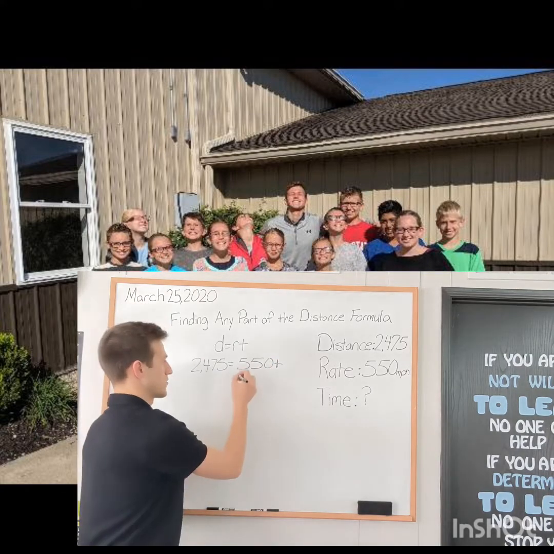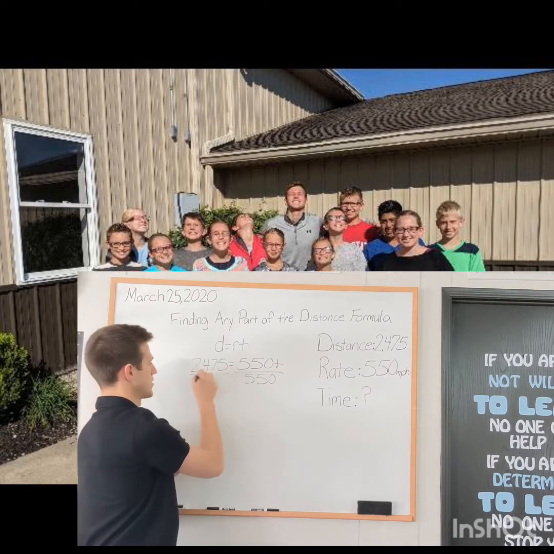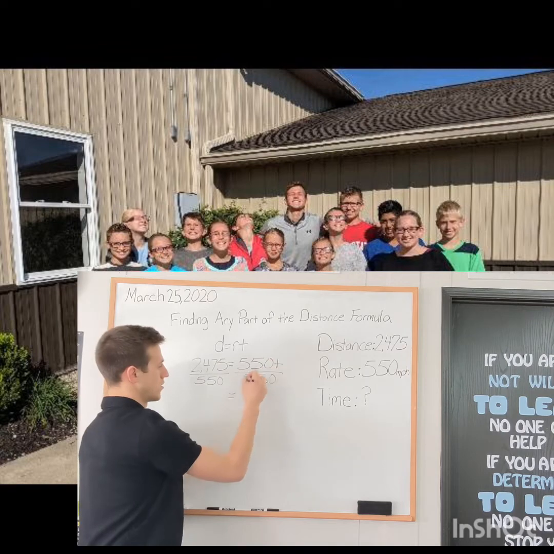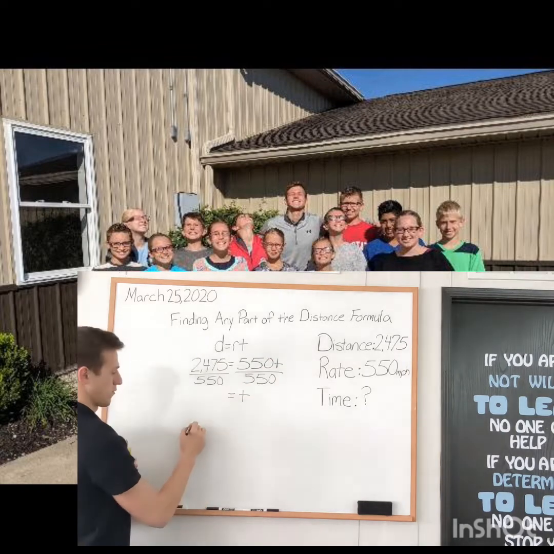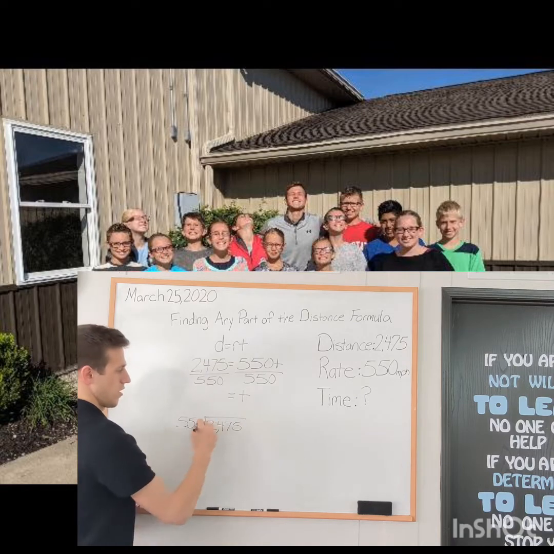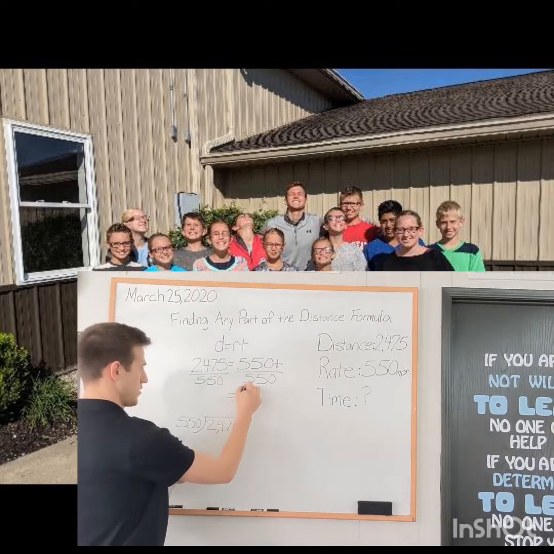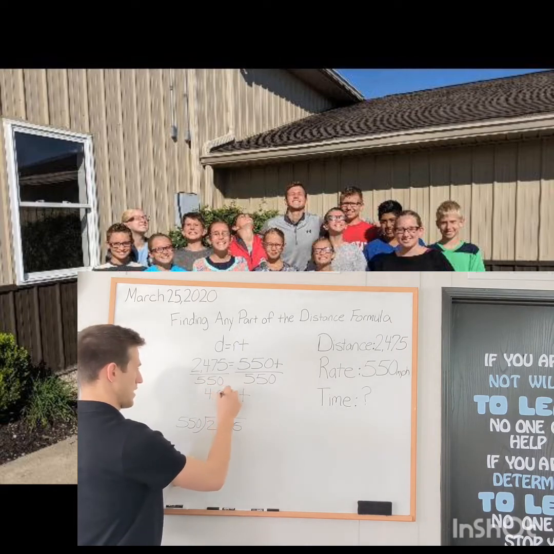And remember, we have to do the opposite to get our variable by itself. So this is multiplying. Now we have to divide both sides by 550. And then we have our variable left. And we come over here, and we do the same thing. 550, 2,475. All right, we divide that, and then we will be coming up with 4.5.